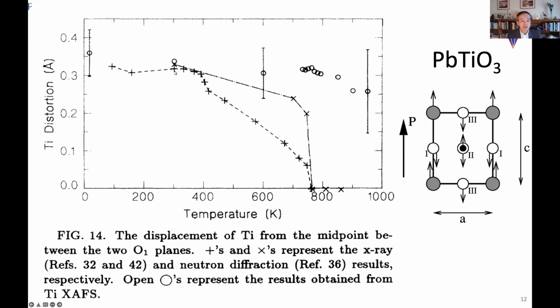However, for the XAFS measurements, the titanium displacement is retained all the way to very high temperature. Well, you have scattering here, but still, it's there, right? So that means above the transition temperature, it's not cubic from the local environment. It's tetragonal, and with polarization.